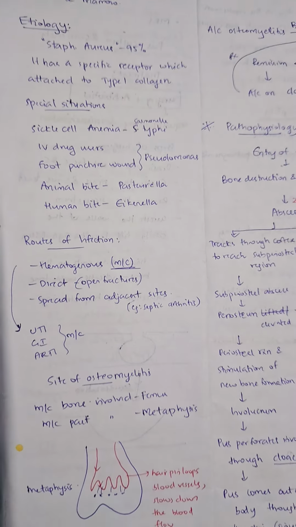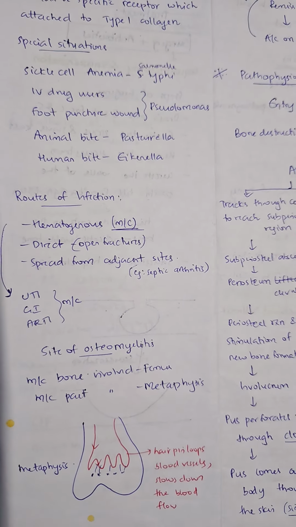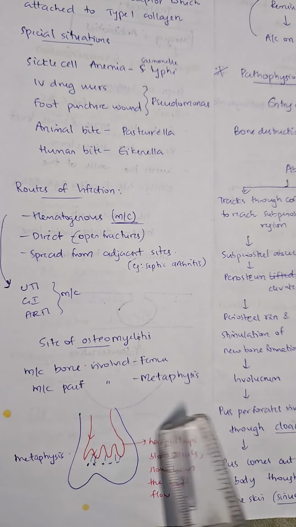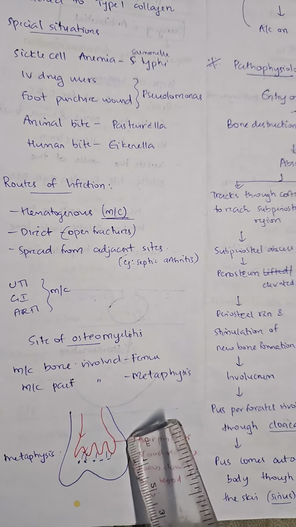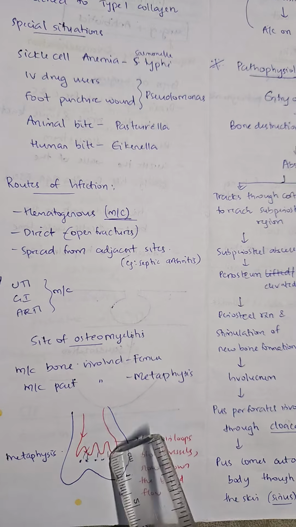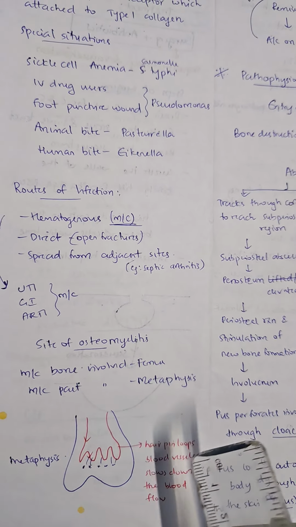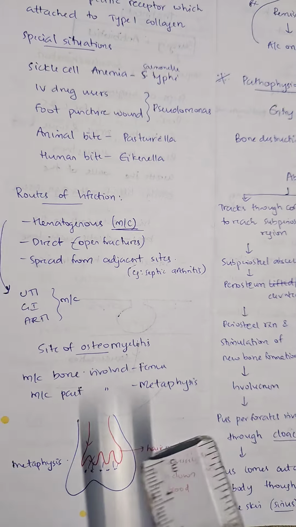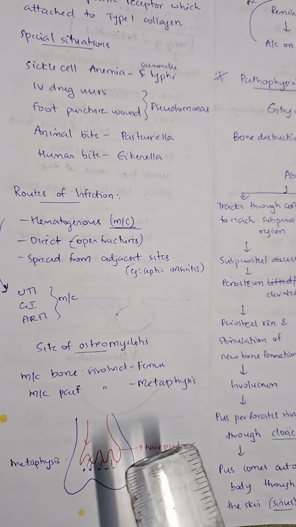Now the sites of osteomyelitis: the most common bone involved is the femur, and the part is the metaphysis, as the metaphysis has a hairpin loop pattern of blood vessels, and that results in slowing of blood when blood passes through the metaphysis, and thus the bacteria can enter the metaphysis easily, and that can cause infection there.